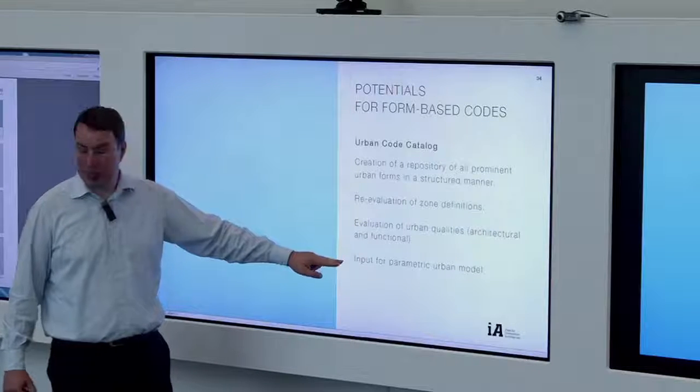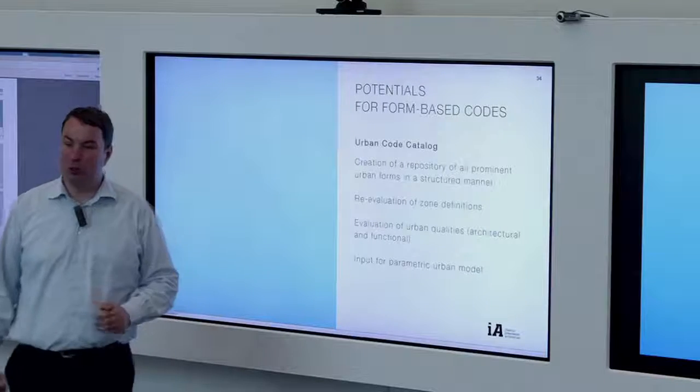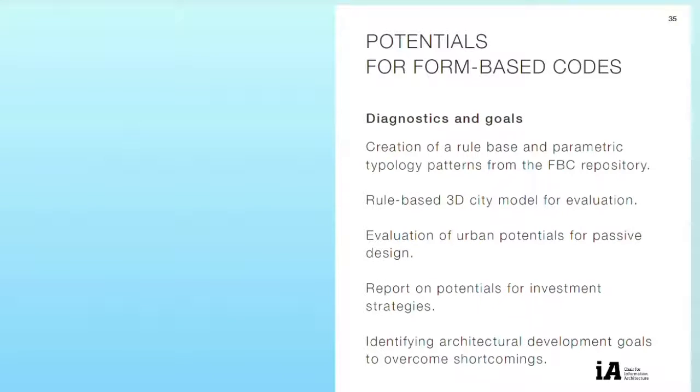We can use that as an input for a parametric urban model, which we can use to bring in new designs made by ourselves, and to evaluate the wind flow, the sunlight shading, all those performance indicators, as well as surface reporting like the floor area ratio, really, not just guessed, and so on for urban development. So this was already kind of diagnostics and goals, what we can do with that.